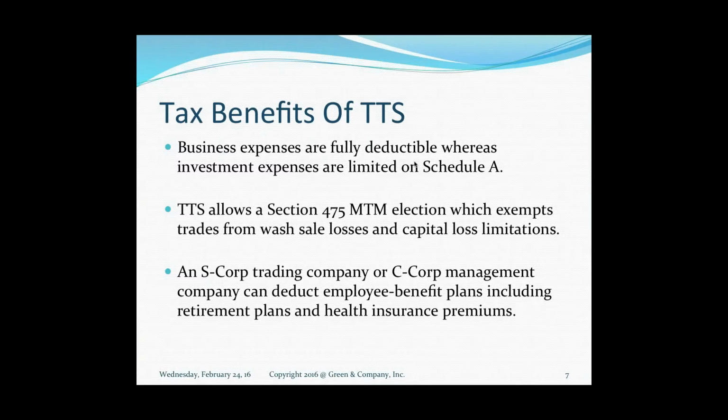The third benefit: if you house your trading activity in an entity like an S-Corp trading company, or you have a trading partnership with a C-Corp management company, you can have deductible employee benefit plan deductions, including retirement plans and health insurance. Your sole proprietor trader can't have those deductions. They don't have earned income. We need the entity to create the earned income.